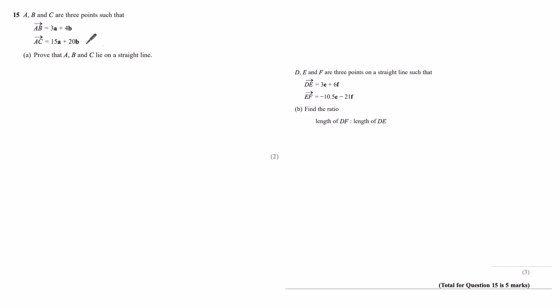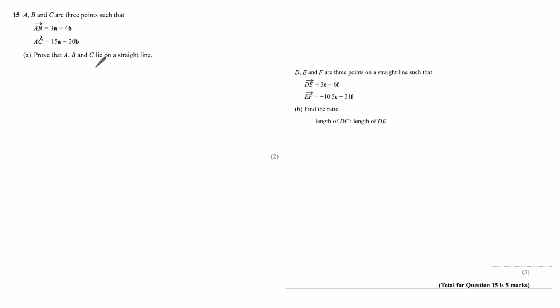Question 15. A, B and C are 3 points such that vector AB is 3a plus 4b and vector AC is 15a plus 20b. Prove that A, B and C lie on a straight line.